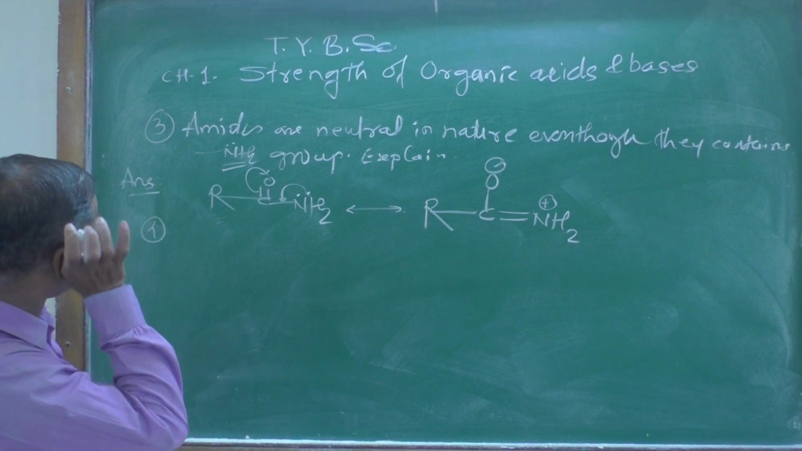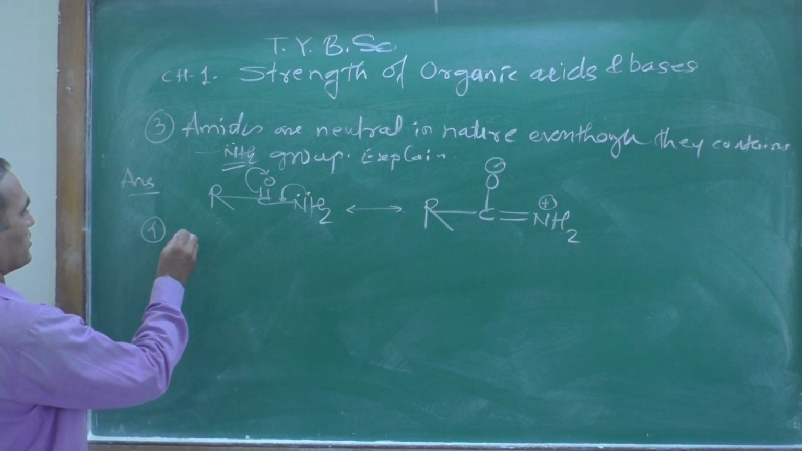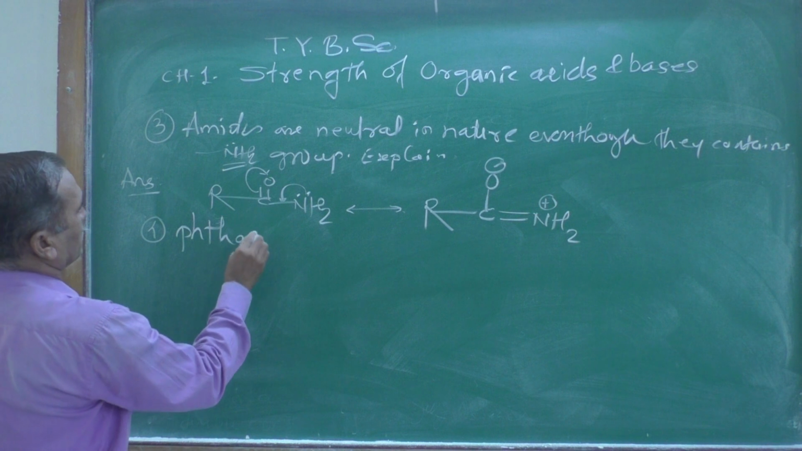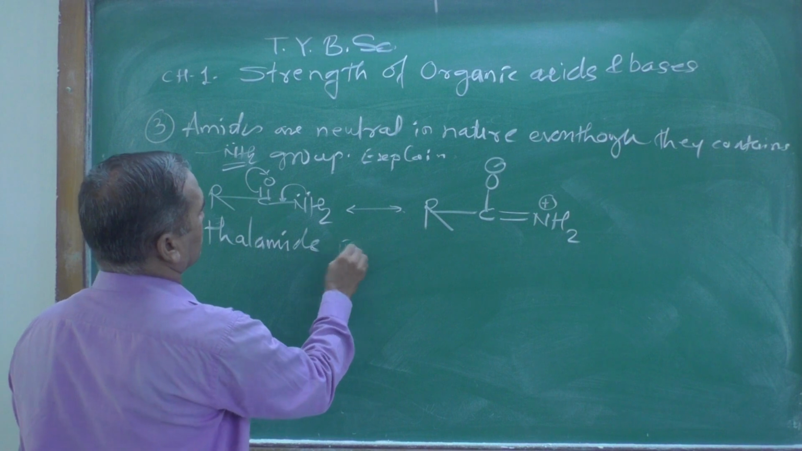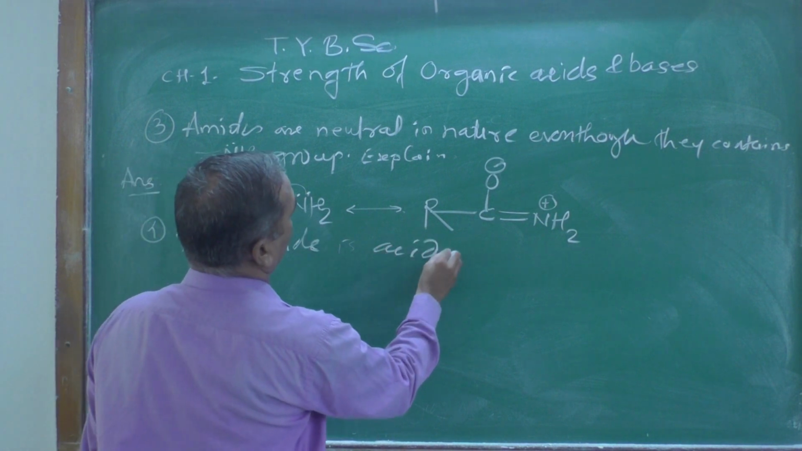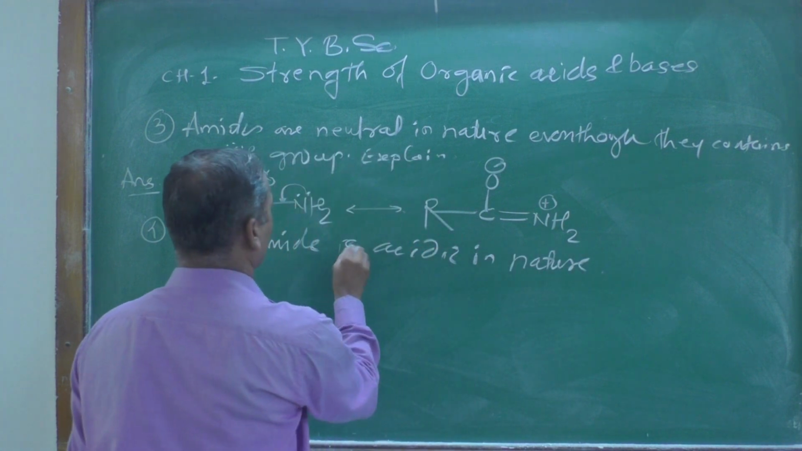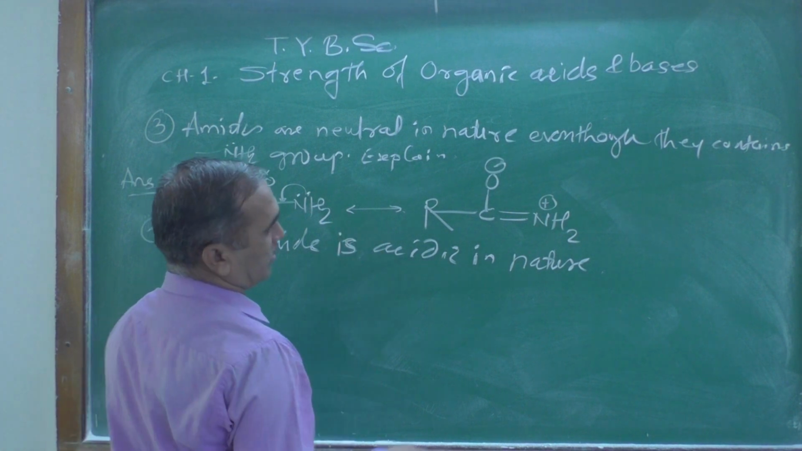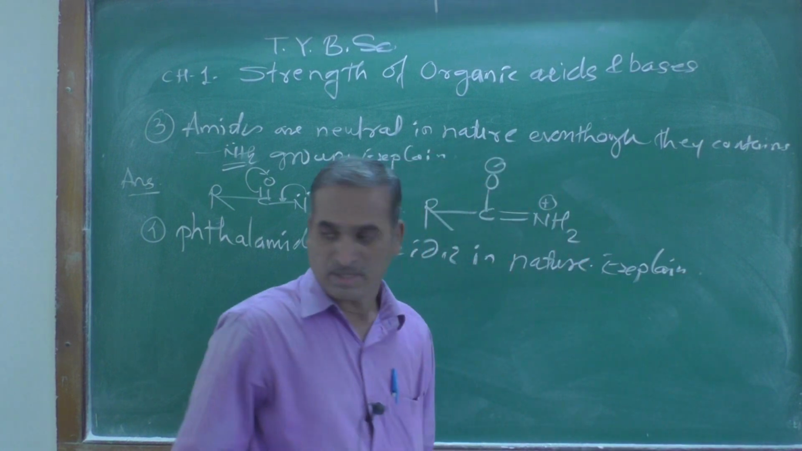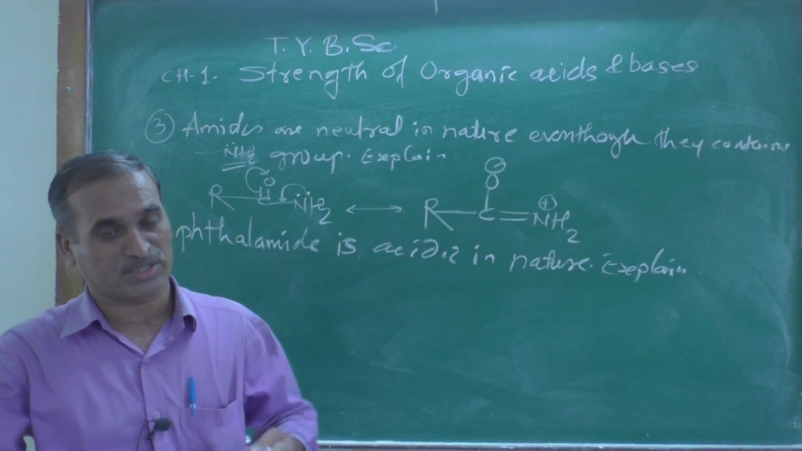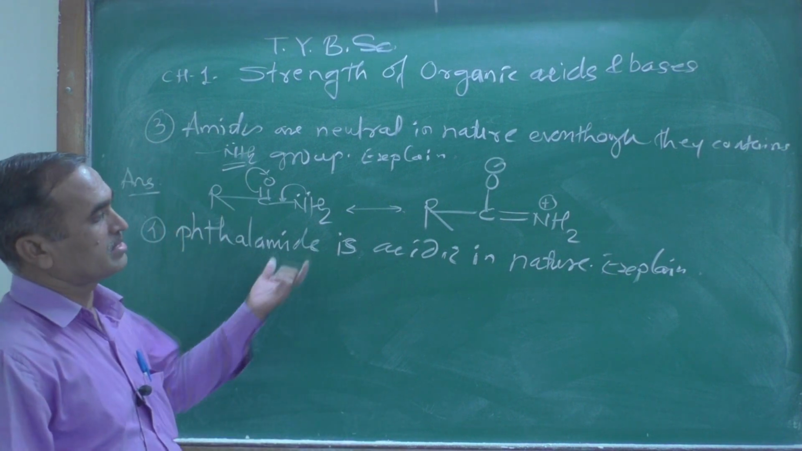Suppose we have another one: phthalamide is acidic in nature. Let us see, here is phthalamide. Explain or justify your answer. And we know that phenols are acidic in nature. Similarly, here also we are going to explain why phthalamide is acidic in nature.